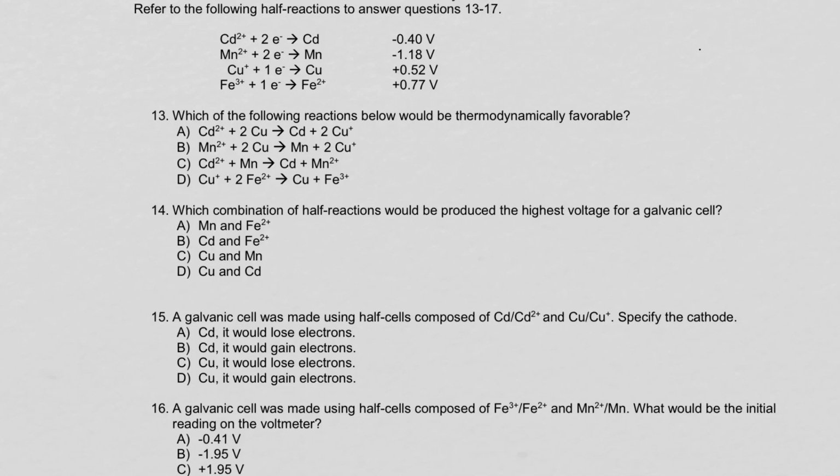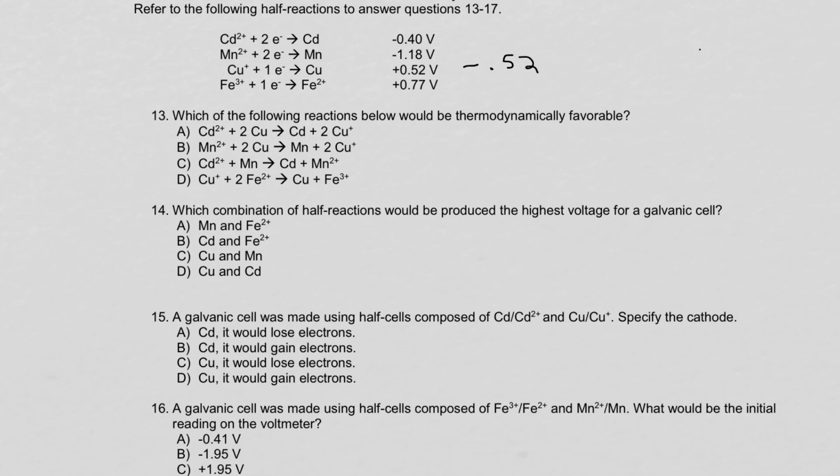So if we look at A, we see that the cadmium ion half reaction is left as reduction, which would leave it as negative 0.4 volts. And if you look, notice the copper has been reversed so that copper solid is a reactant. So if we reverse the copper half reaction, in this case it's going to become negative 0.52.